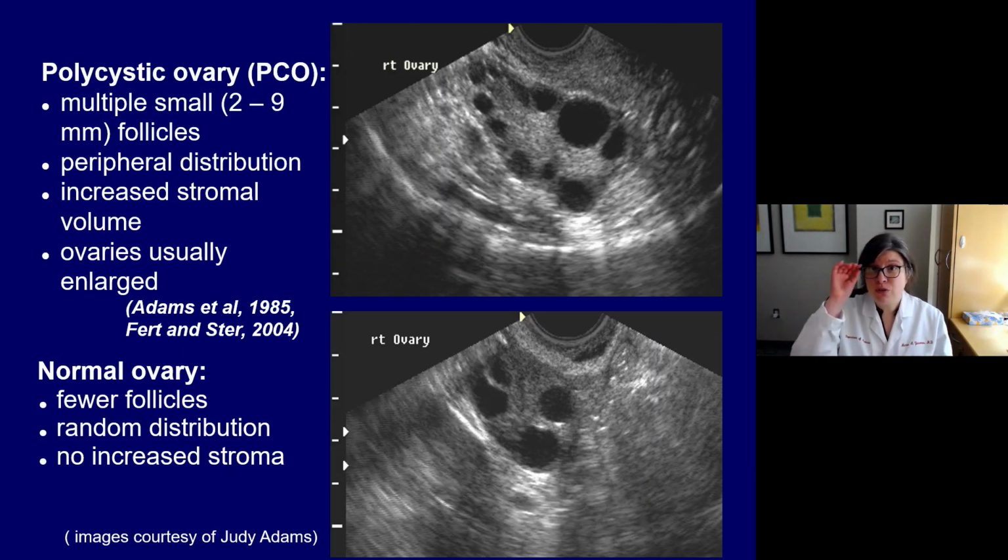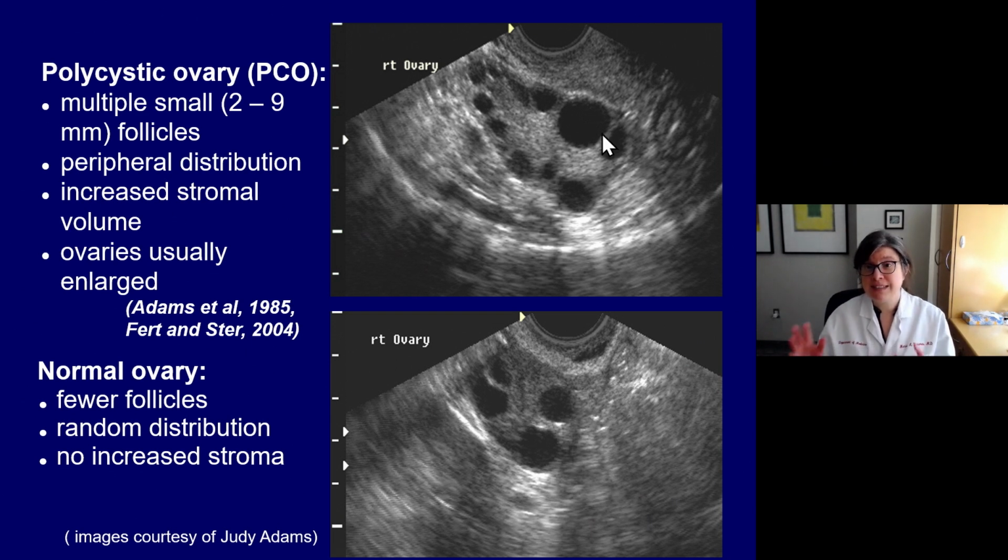I did want to show you, when you do get an ultrasound to help you with a diagnosis and the radiology report says polycystic ovaries, what they're actually seeing or visualizing on ultrasound. And I'd like to thank Judy Adams from the Mass General for lending me these pictures. On the top is a polycystic ovary, on the bottom is a normal ovary. What I think you're struck by is how much larger the polycystic ovary is than the normal ovary, and also how the follicles or eggs in the normal ovary are in a random distribution, and how the polycystic ones are like a string of pearls in the periphery.